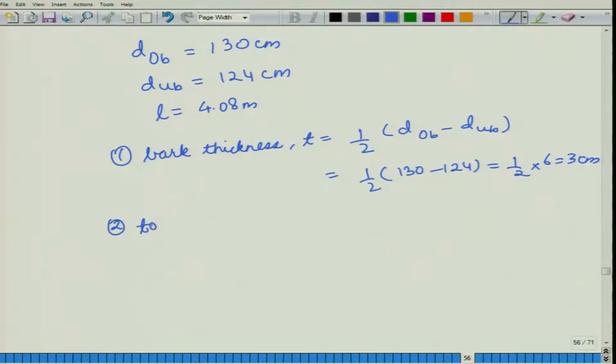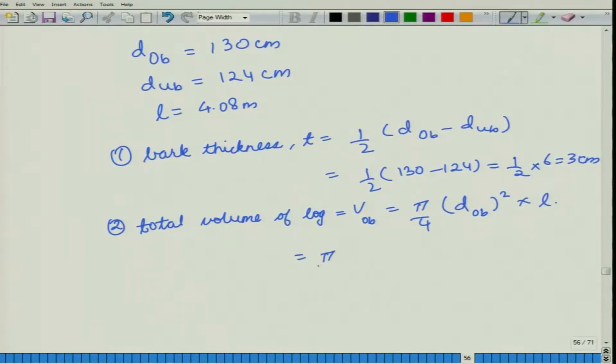Now, the total volume of the log, that is the over bark volume, is pi by 4 DOB square into the length. So, in this case it is pi by 4 into diameter over bark, 1.3 meters, squared, into the length, that is 4.08 meters. So, this becomes 5.41 cubic meters.